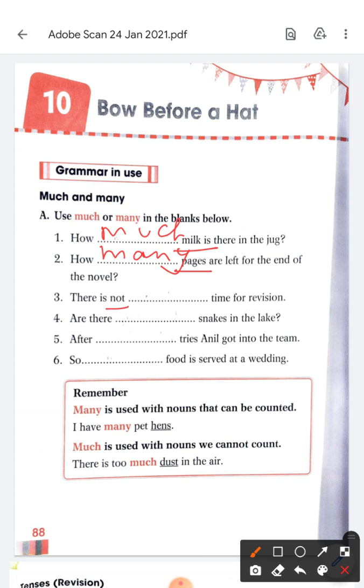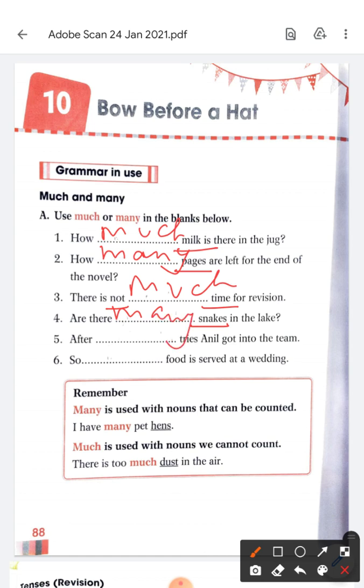We have negative here. We have time, which is again uncountable. So, we'll say not much time for revision. Are there dash snakes in the lake? Snakes, countable. You can easily count the snakes. So, many.